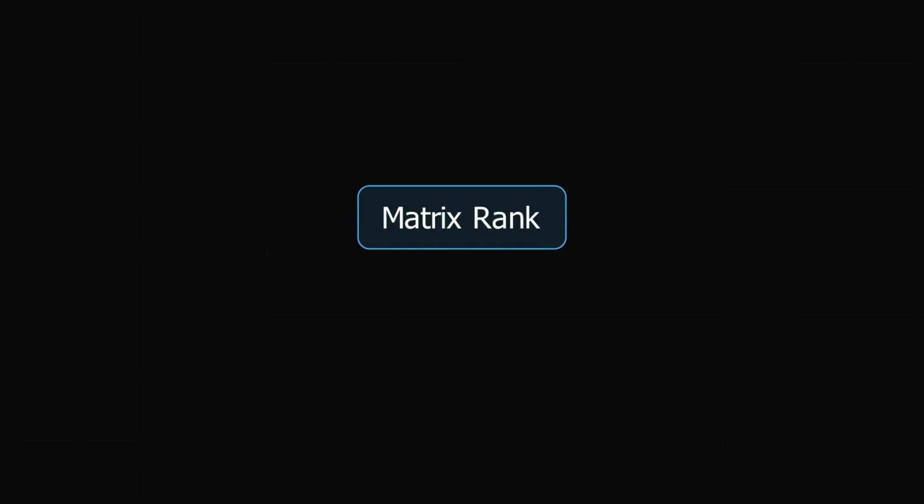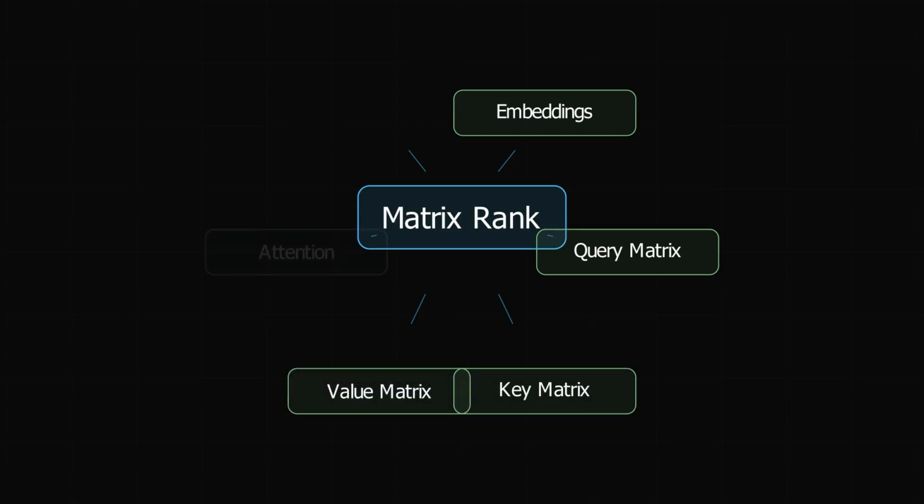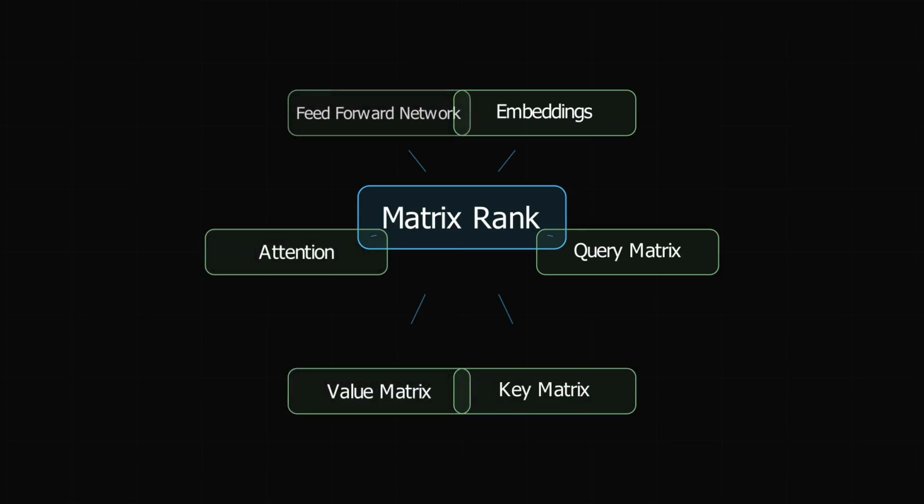If you've ever searched for how ChatGPT works, you've probably come across words like transformers, attention, embeddings, LoRA, or QLoRA. At first, they can feel complicated and completely unrelated. But what if I told you that many of these ideas are connected by a single concept from linear algebra? That concept is matrix rank.